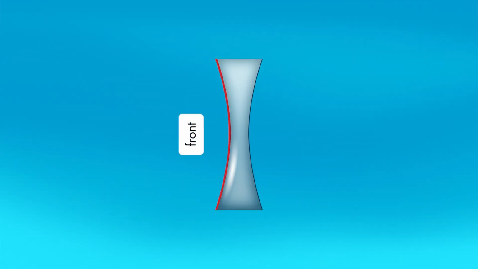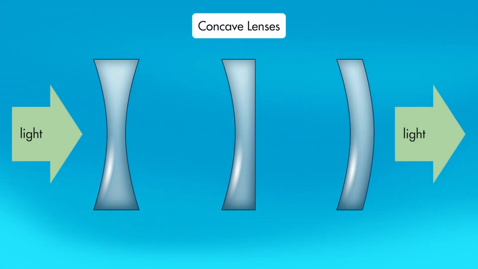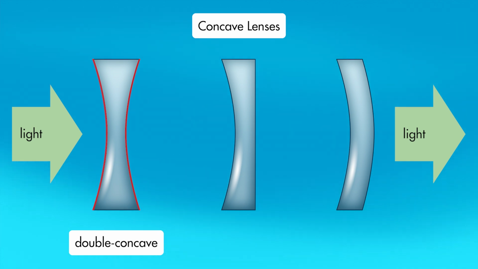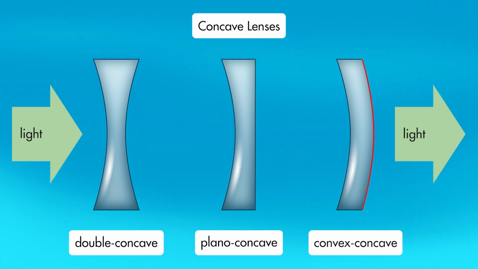If the front surface of the lens curves inward toward the center of the lens, it is concave. A concave lens that is concave on both surfaces is a double-concave lens. A concave lens with a flat surface on the back is a plano-concave lens. A concave lens with a convex surface on the back is a convex-concave lens.